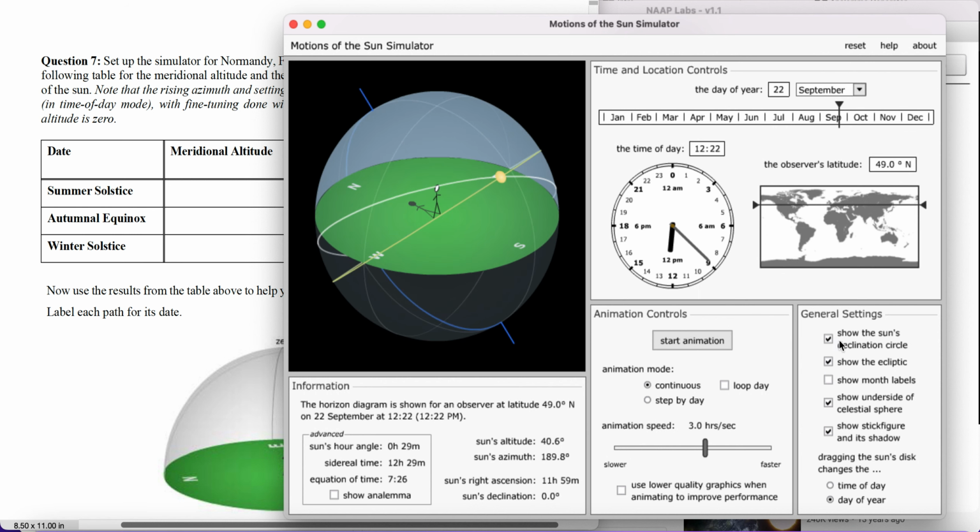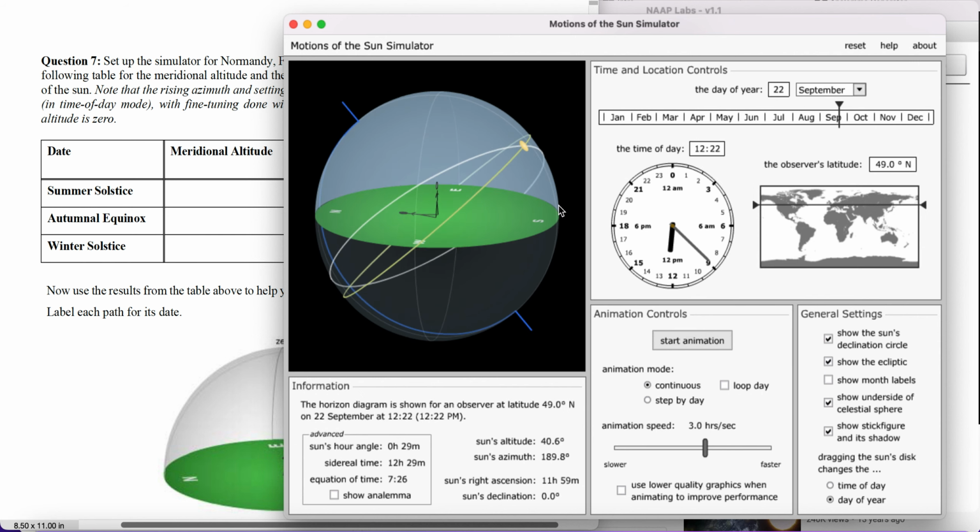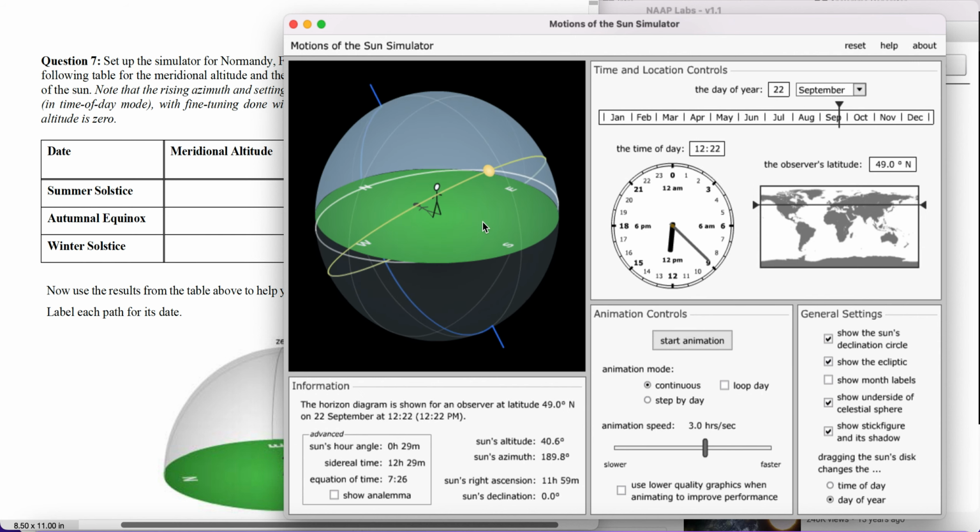Well, the white line is the sun's declination circle. Actually, I have them backwards, excuse me. The white one is the ecliptic, and the yellow one here is the declination circle. So the declination circle shows basically where the sun is on that day, the declination that it takes. On a given day, the sun will follow a declination circle for that particular latitude.